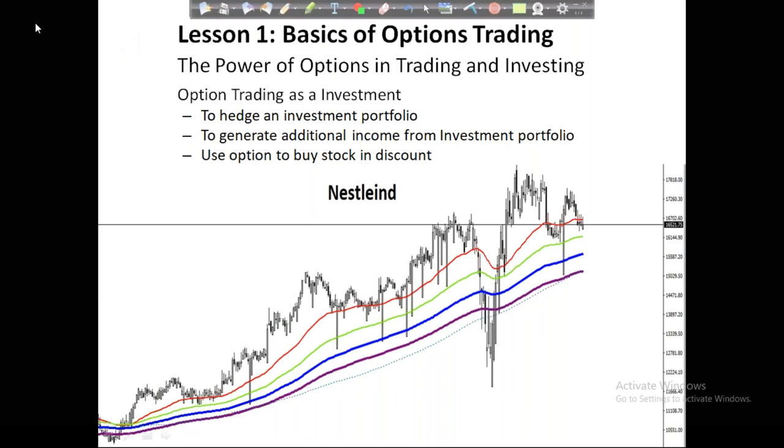Lesson one, in which we will discuss the basics of option trading, the power of options in trading and investing. Basically, we are using two different methods to trade options: one is trading, another is investing. First, let me tell you how we are applying options in investment. Option trading as an investment. Suppose I have an investment, let me show you. This is Nestle India. Suppose I have an investment there, and we are expecting that the price will go up in the future.